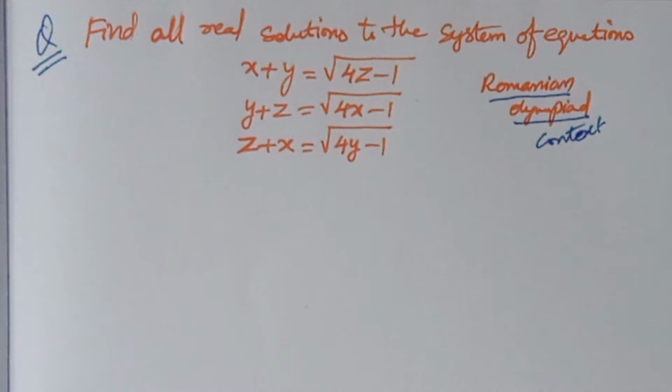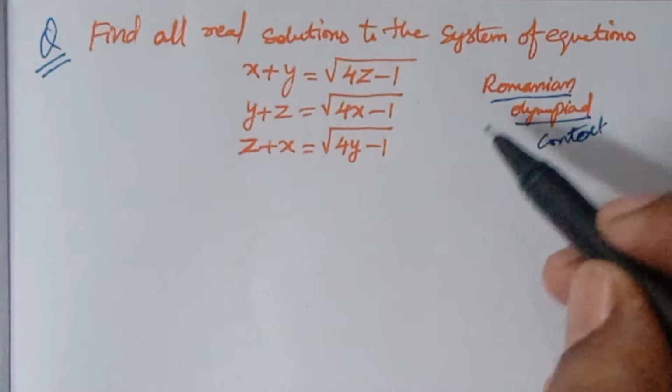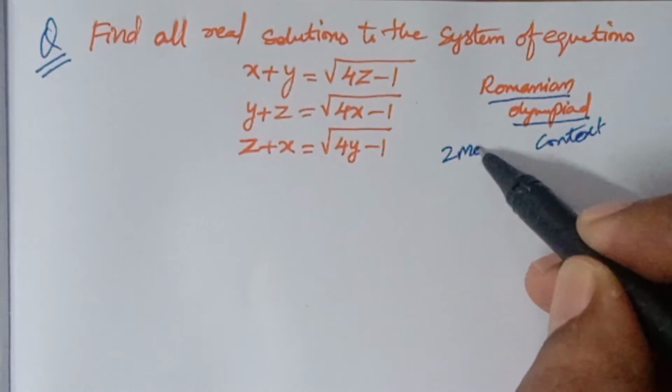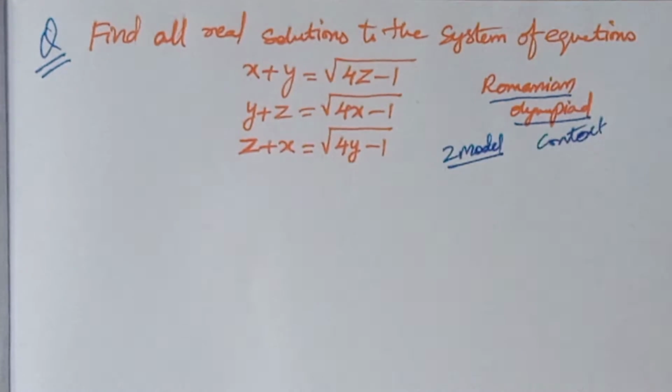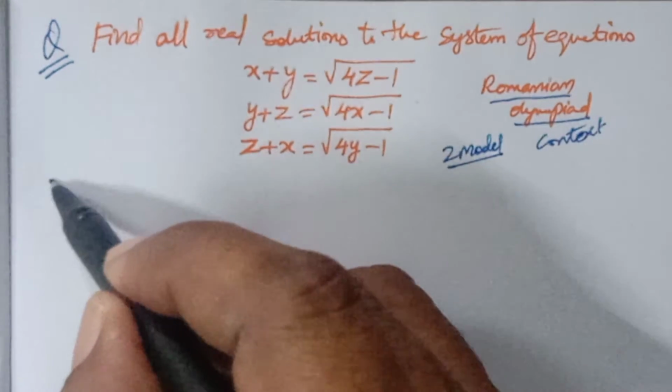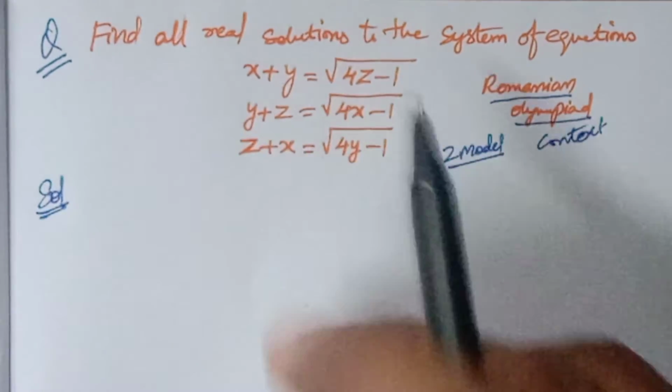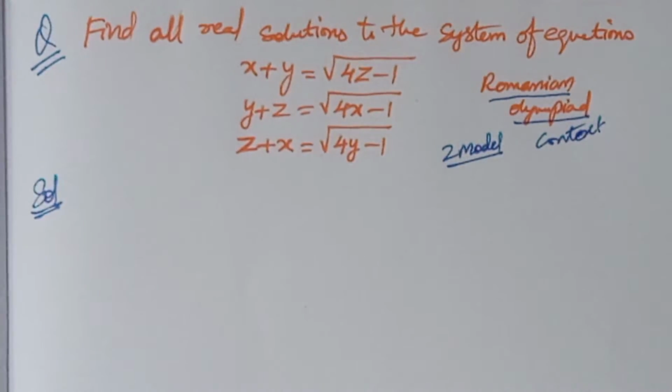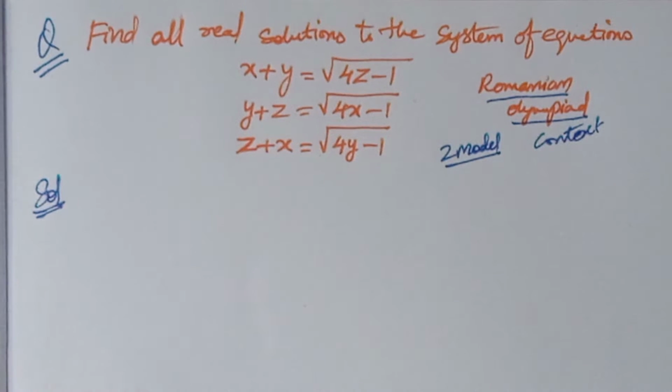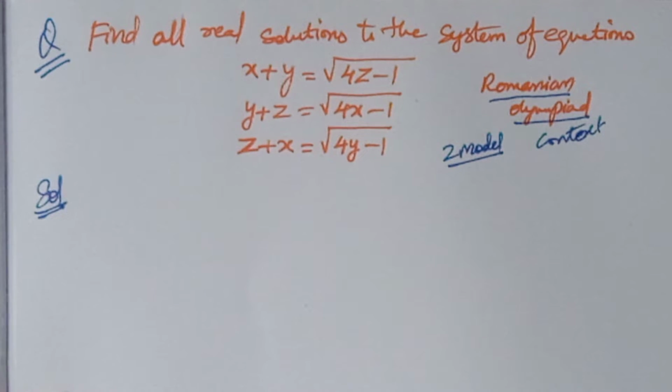So here these are having two methods. Two methods we are going to discuss here, how to do this problem. Before going to the problem, pause the video for 10 seconds and think about how to do this problem. It is very easy, but you have to think.